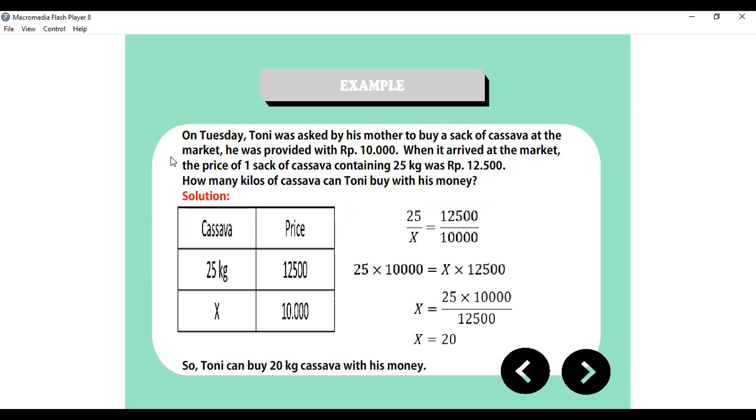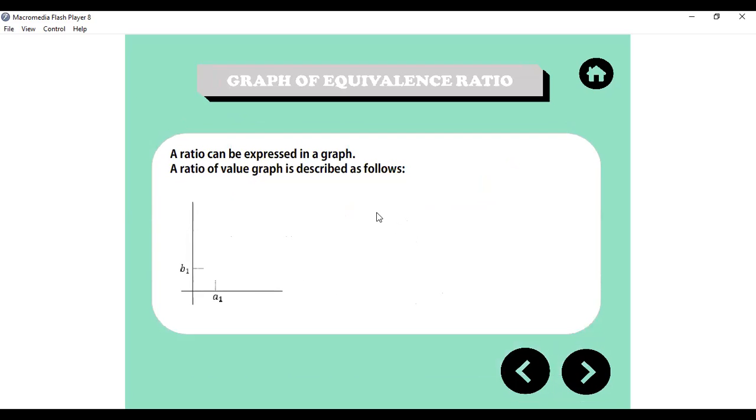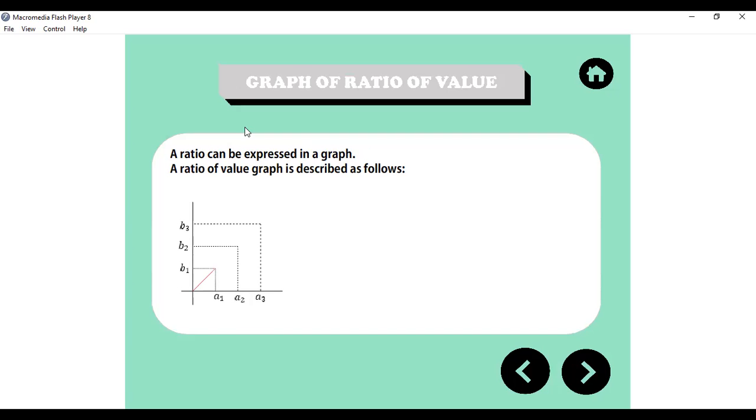Next, I give an example of an equivalent ratio. And this is the graph of equivalent ratio. I give the illustration or animation so the students can understand better how to describe the graph.